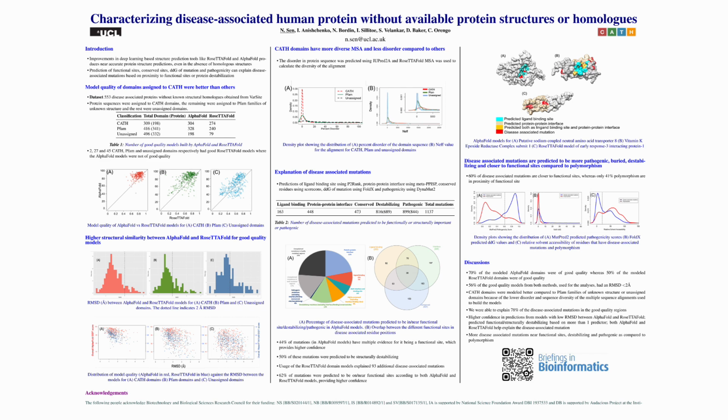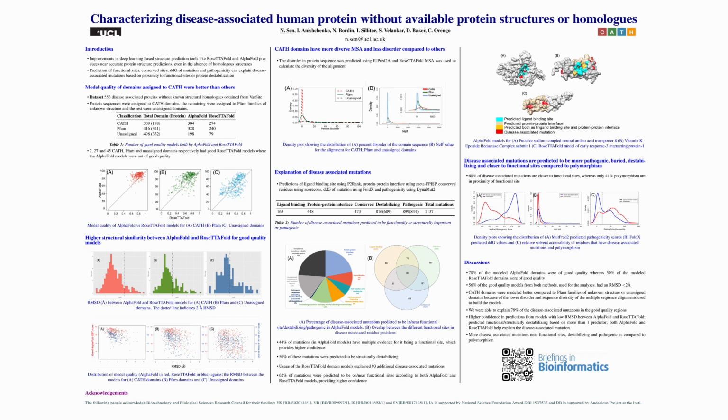We explained disease-associated mutations in these proteins based on proximity to functional sites, which were predicted as ligand binding site, protein-protein interface, or conserved sites using P2Rank, MetaPPISP, and ScoreCons. We also checked if these mutations were structurally destabilizing or pathogenic, which was predicted using FoldX, DynaMut2, and MutPred2. We saw that we could explain about 80% of the disease-associated mutations in good quality regions of the proteins, as seen in the pie chart, based on either proximity to predicted functional sites or destabilization or pathogenicity.